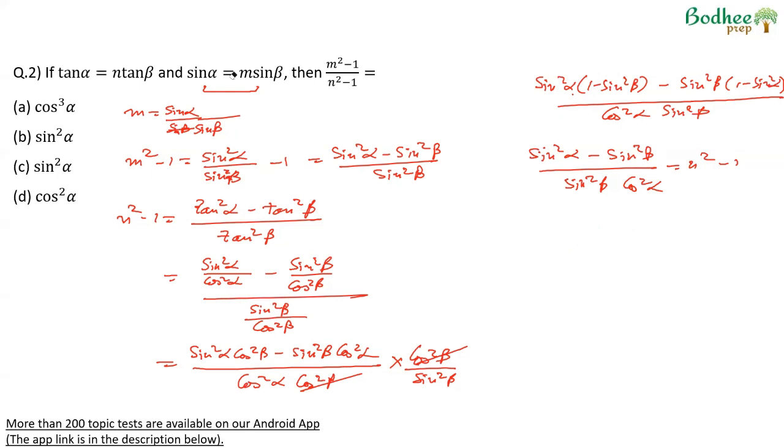This part can be written as sine square alpha minus sine square beta upon sine square beta, which can be written as m square minus 1. The remaining part, cos square alpha, is equal to n square minus 1, and therefore m square minus 1 upon n square minus 1 is equal to cos square alpha. Option D becomes my answer.